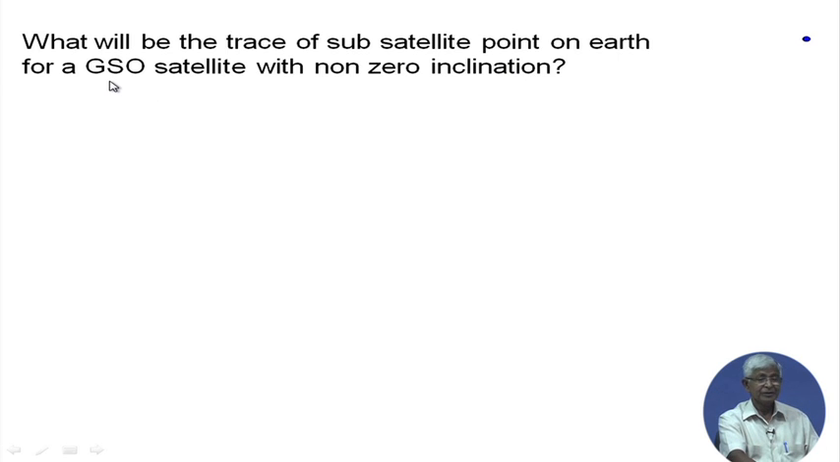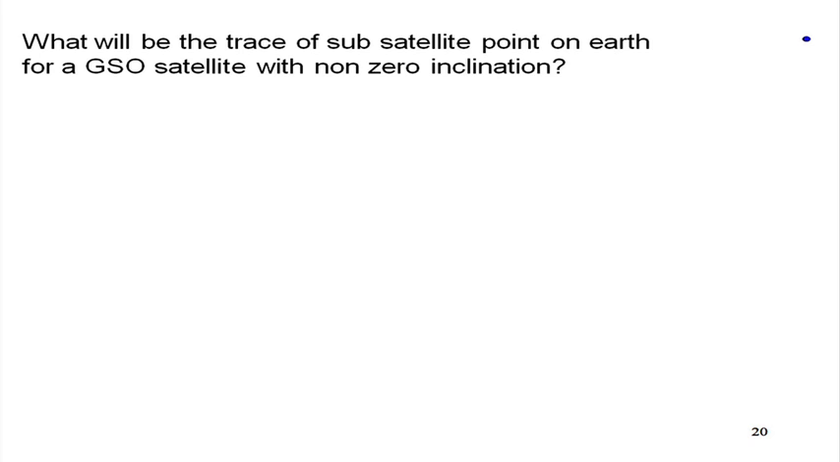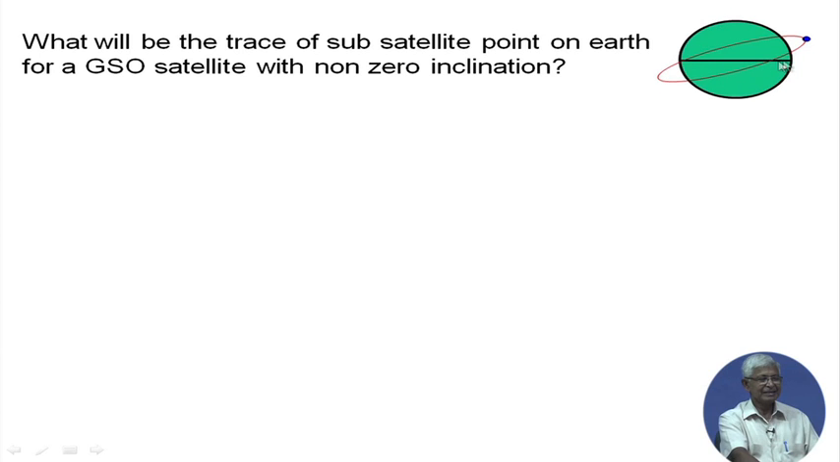Okay. Now, what will be the trace of the sub-satellite point on Earth for a GSO, a geosynchronous orbit satellite with non-zero inclination? We have seen that when the sidereal time and the satellite orbital period are the same, it becomes geosynchronous. But if it has an inclination, it is not geostationary, so its sub-satellite point will be moving. It is like this Earth, and this is the equatorial plane, and the orbital plane is making some non-zero inclination. Then the sub-satellite point moves as the Earth is revolving.